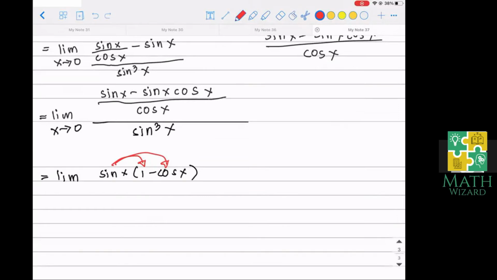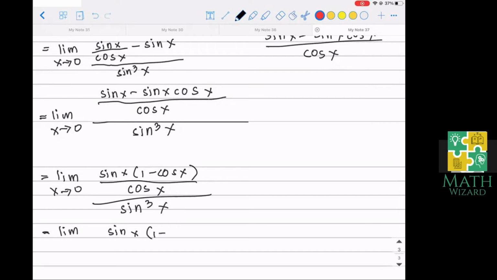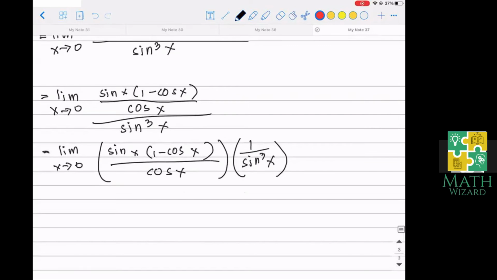Over cosine x over the sine cube x as x approaches to 0. Now, ang gawin natin, yung sine x times 1 minus cosine x over cosine x, i-divide natin sa sine cube x, or this can be written as the limit of sine x 1 minus cosine x over cosine x. Kapag i-divide natin, ang mangyayari ay magiging divided by sine cube x, or pwedeng ganito, multiply natin sa 1 over sine cube x. Okay? As x approaches to 0.